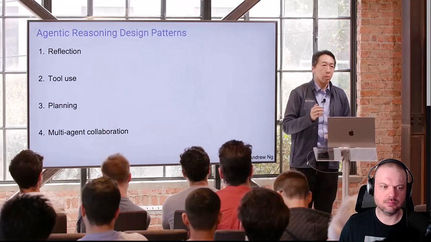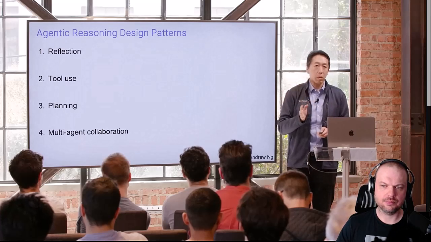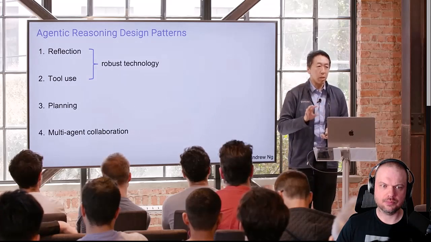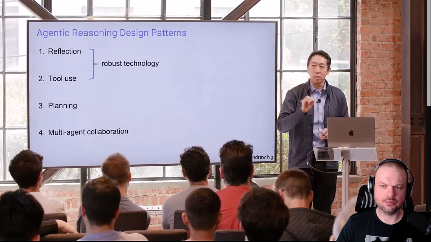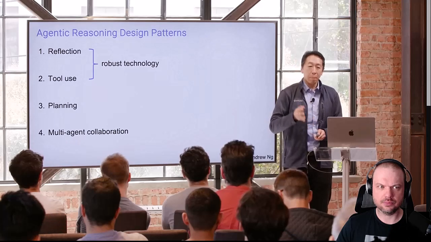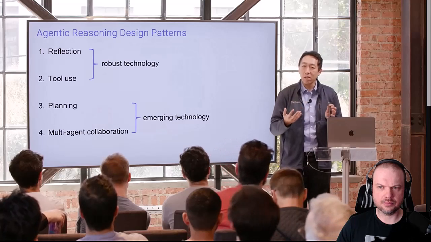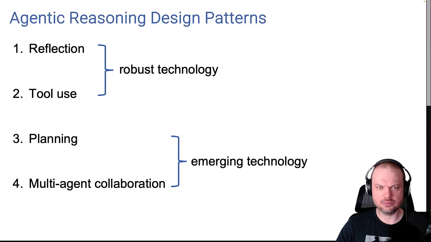Reflection is a tool that I think many of us should just use. It just works. Tool use, I think it's more widely appreciated, but it actually works pretty well. I think of these as pretty robust technologies. When I use them, I can almost always get them to work well. Planning and multi-agent collaboration, I think of as more emerging. When I use them, sometimes my mind is blown for how well they work. But at least at this moment in time, I don't feel like I can always get them to work reliably. So let me walk through these four design patterns.